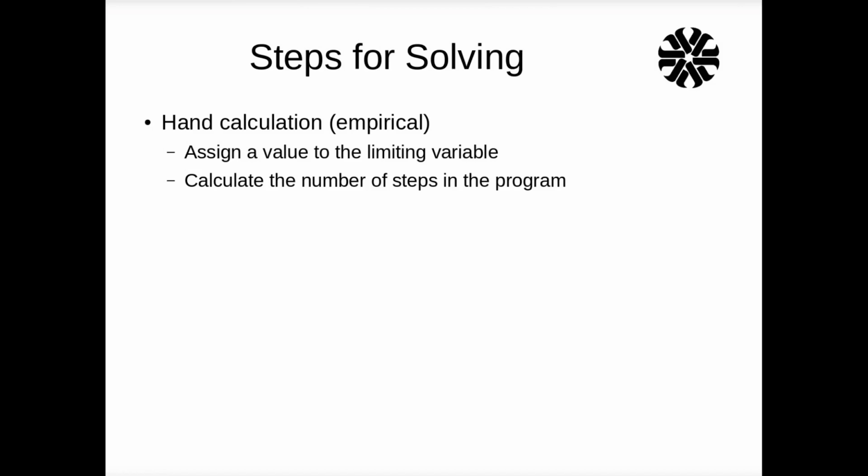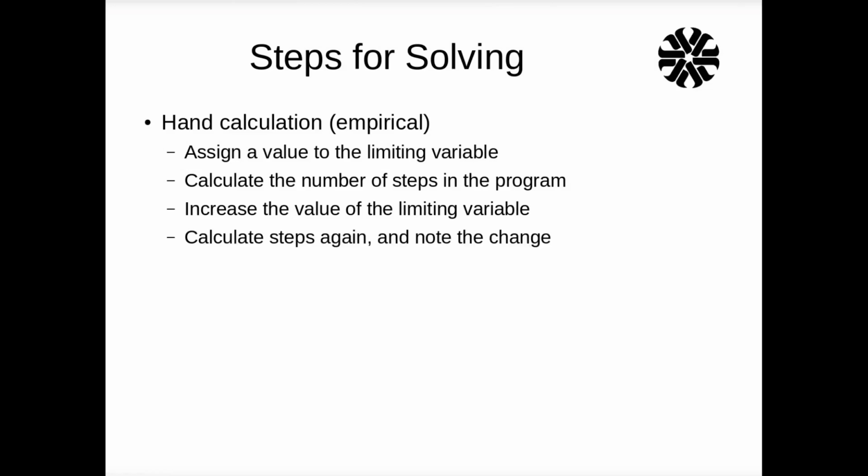Then you calculate the number of steps in the program given the value you assign to the limiting variable. Say it's the number of pixels, and you say there's a million pixels, then you can calculate how long it would take. Then you recalculate with an increase. Say you start with a 1,000,000 pixel algorithm, then you go to 2 million, and you see how long it takes. You calculate the number of steps or the time it takes, note the change, and see if it's linear, quadratic, or exponential growth between the two. Sometimes you might need to do the step a few times to see the pattern, but generally you can see it in 1 or 2 tries.